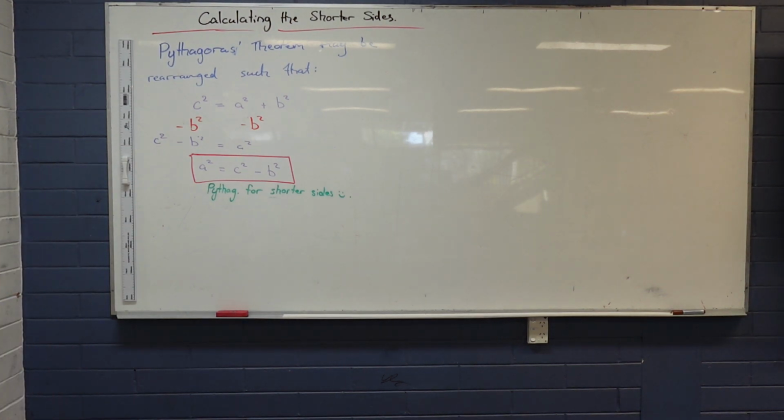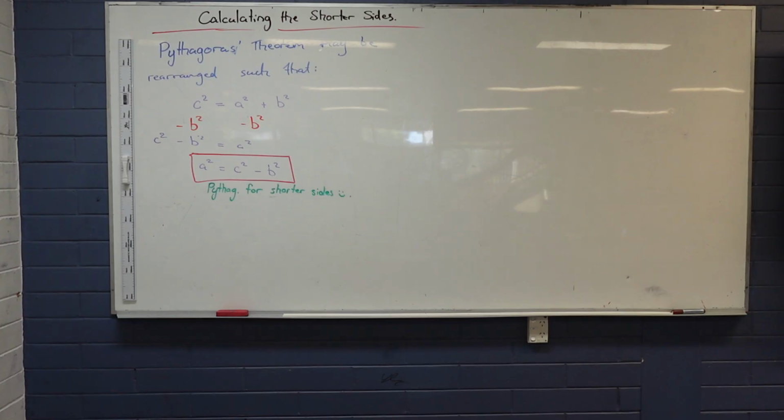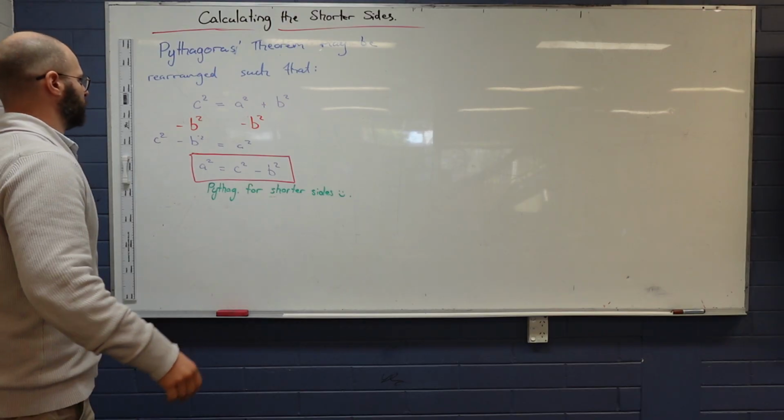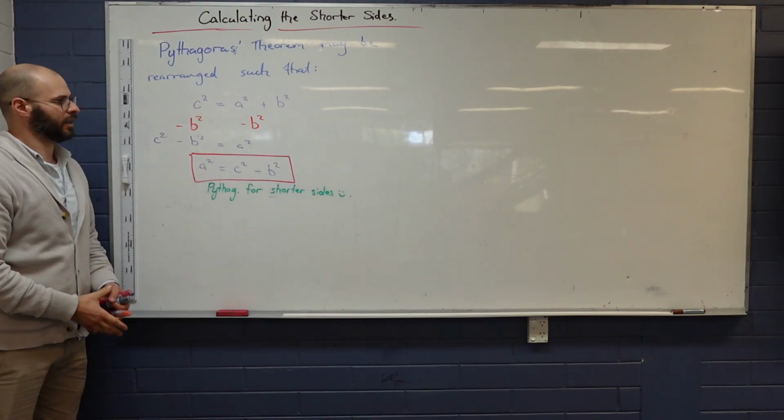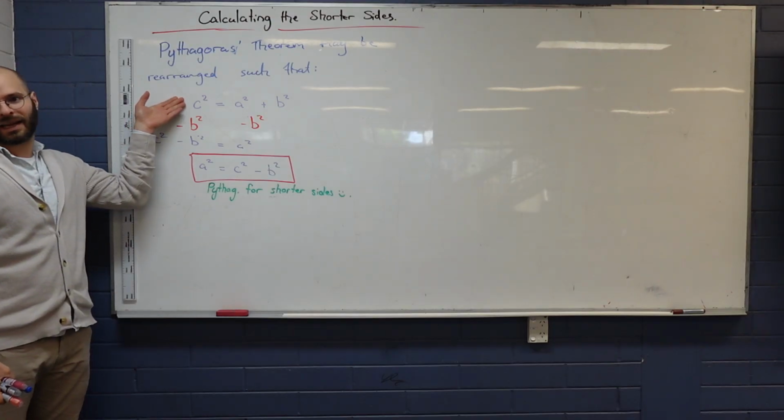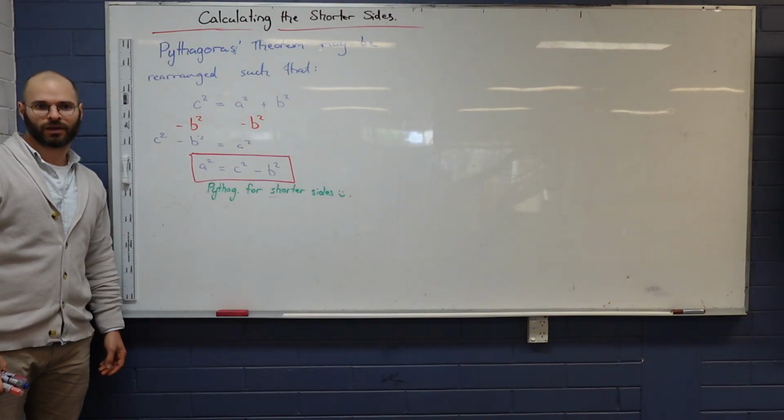We're going to learn how to rearrange Pythagoras' theorem so we can find the shorter side of right-angled triangles when the shorter side is unknown. If you have a look at what's on the board here, at the very top we have Pythagoras' theorem, c squared equals a squared plus b squared.